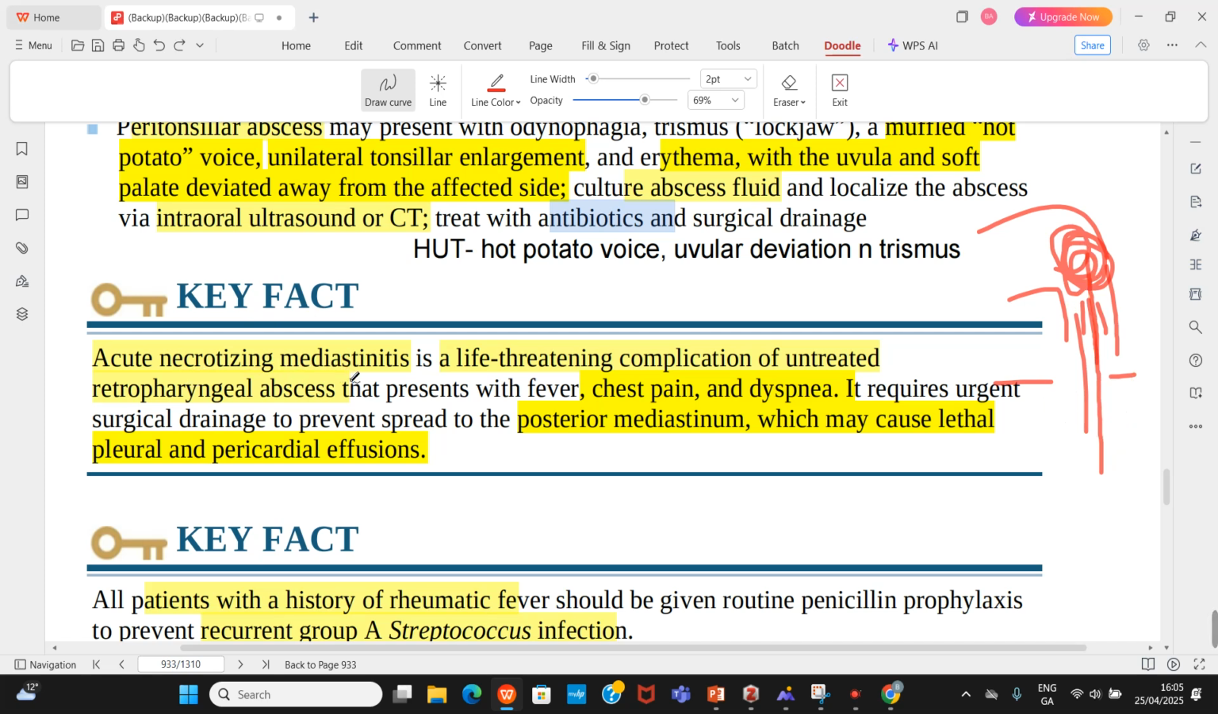So that's why you have to go in and drain quickly and place the person on antibiotics. If we are not very fast, this is a potential cause of death in them.